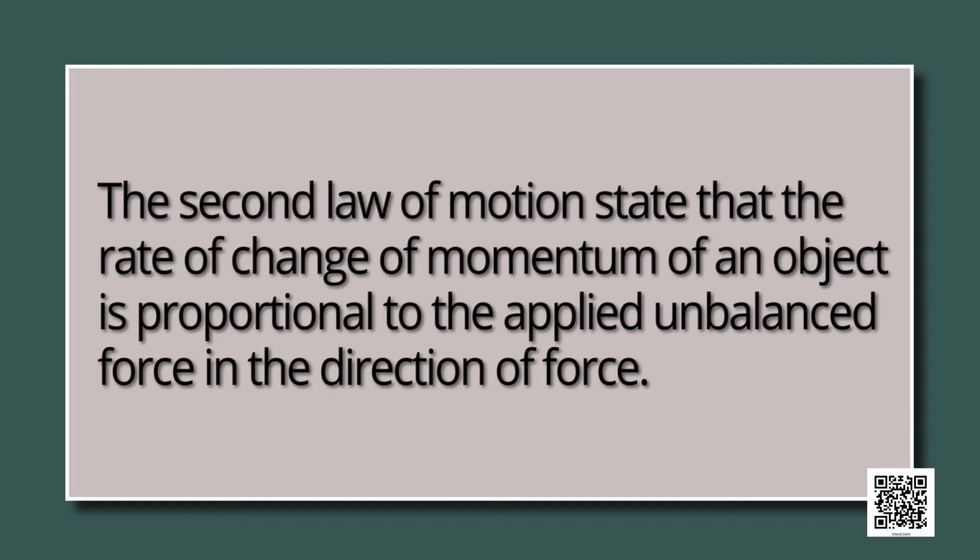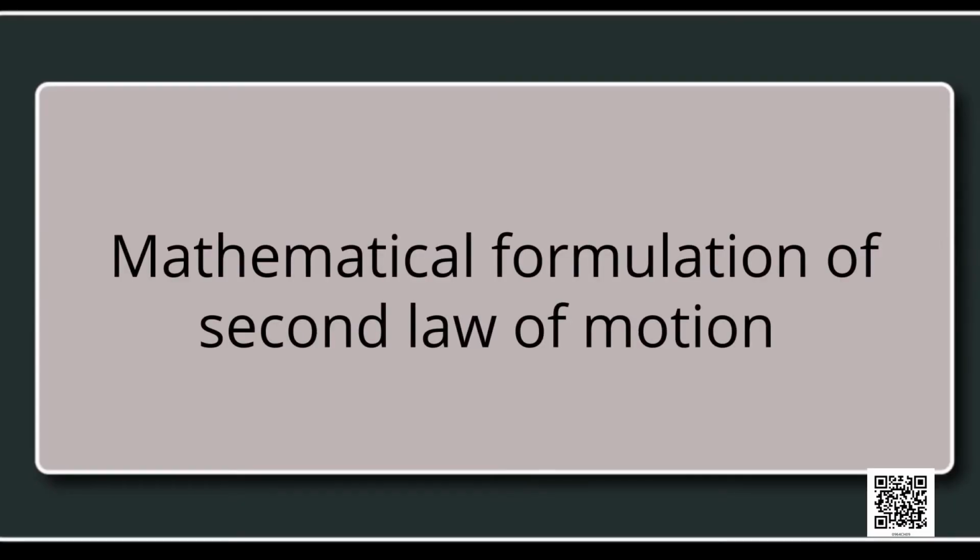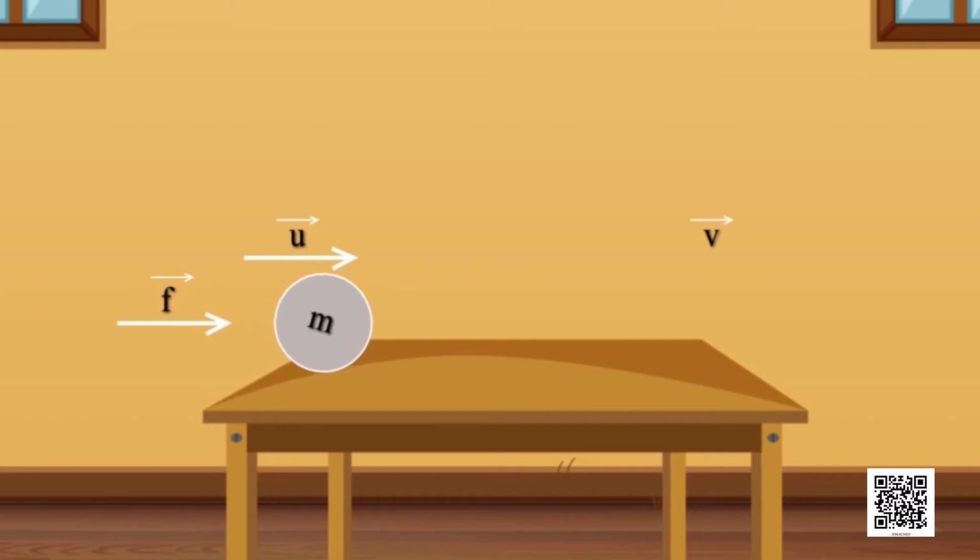The second law of motion states that the rate of change of momentum of an object is proportional to the applied unbalanced force in the direction of force. Let us now see the mathematical formulation of the second law of motion. Suppose an object of mass m is moving along a straight line with an initial velocity u.